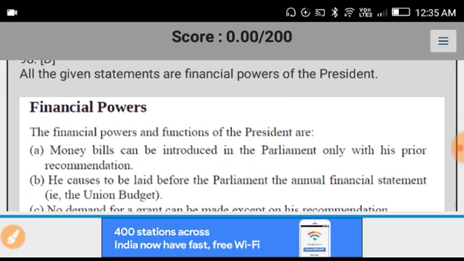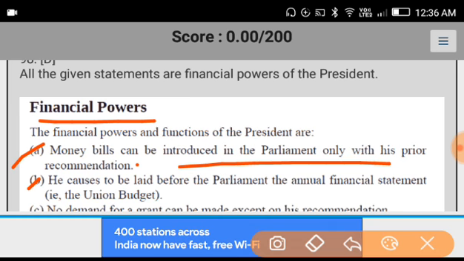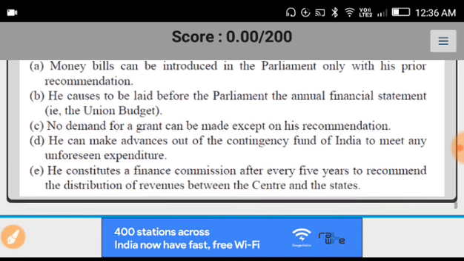So all the given statements are financial powers of the President. The financial powers and functions of the President are: money bills can be introduced in the Parliament only with his prior recommendation. He causes to be laid before the Parliament the annual financial statement, that is, the Union Budget.